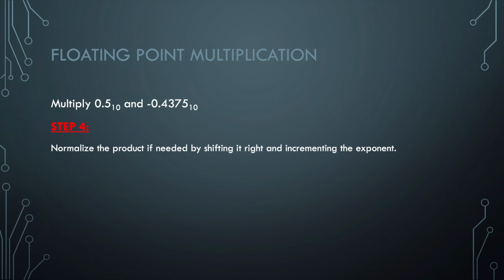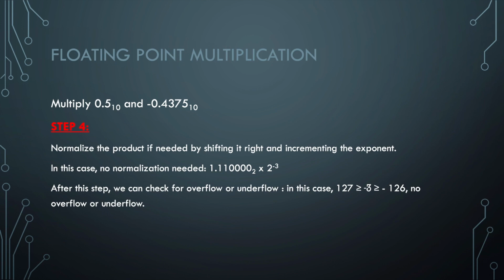In this step, we need to normalize the product, but in this case, we don't need normalization since our number is 1.11 followed by 4 zeros. Also, we can check for overflow or underflow. And if we have to deal with overflow or underflow, we already studied how to deal with them previously. And in this case, there is no overflow or underflow since the exponent, which is minus 3, is between minus 126 and 127.